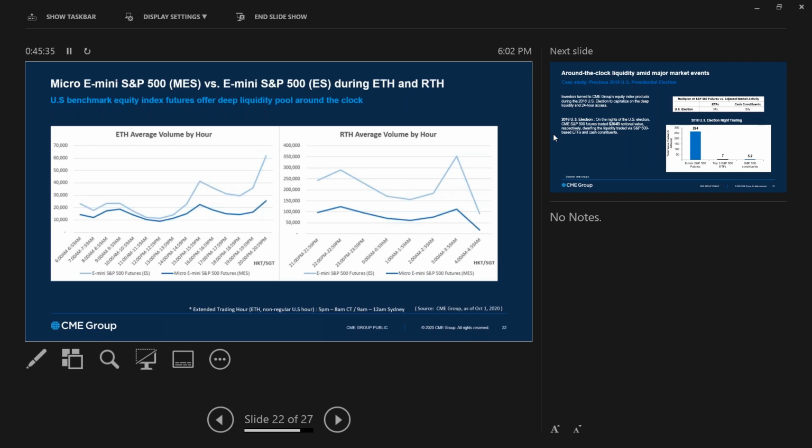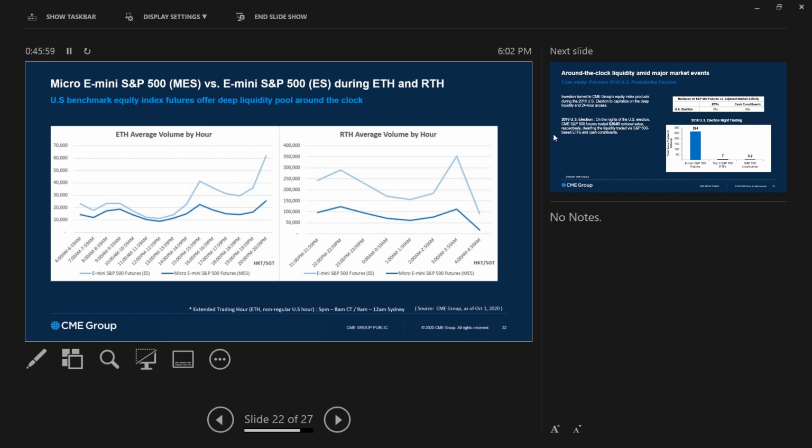And this is the same case for the benchmark S&P 500. A lot of institutions are trading the E-mini size. So you will see that the micro is not trading more than the E-minis, even during non-US hours. But you can see how much the gap is narrowing during non-US hours.